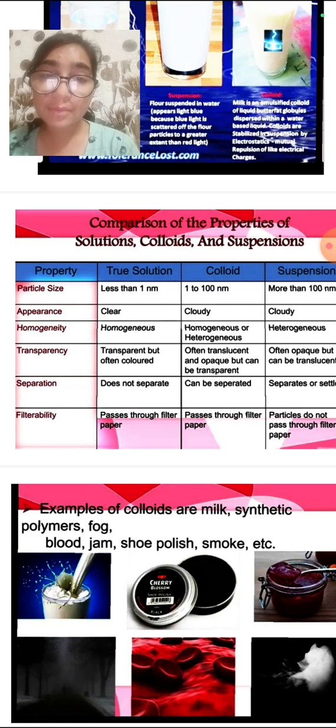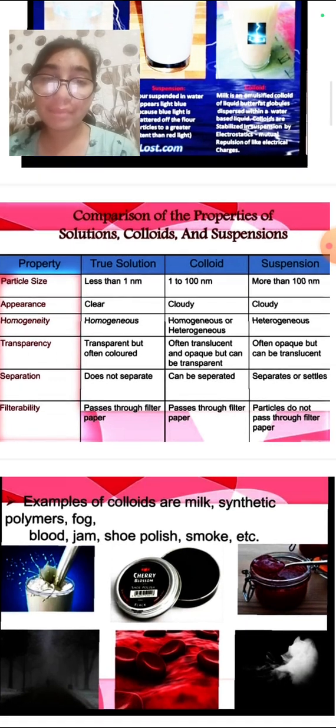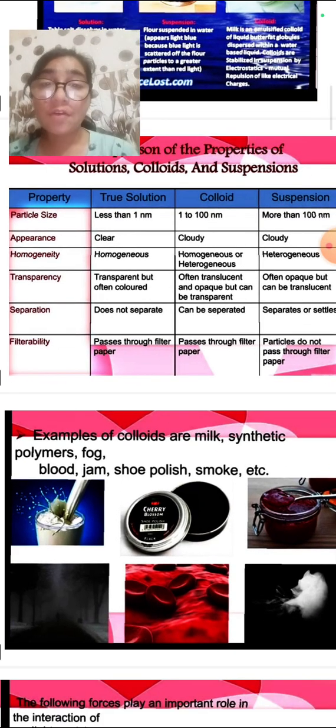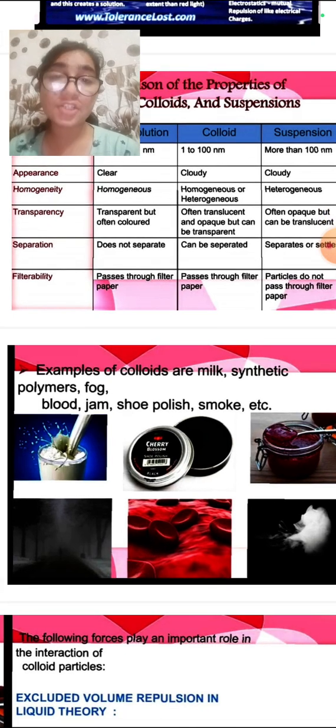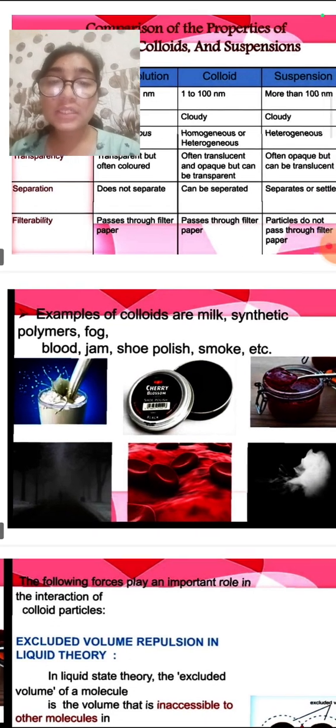Filtrability: passes through filter paper. Particles do not pass through the filter paper. Examples of colloids are milk, synthetic polymers, fog, blood, jam, shoe polish, smoke, etc.